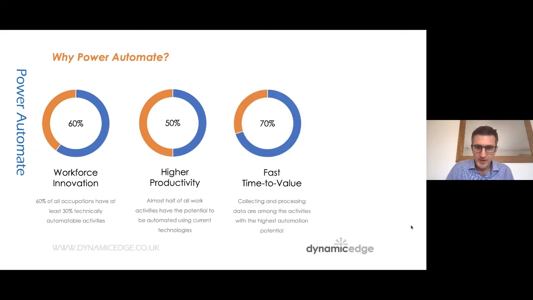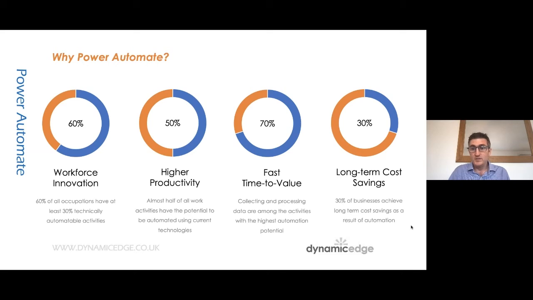Collecting and processing data are amongst the activities with the highest automation potential. So that's 70%. 70% of the processes that we do around collecting and processing data can be automated. And then the long-term cost savings, 30% of businesses achieve long-term cost savings as a result of automation.